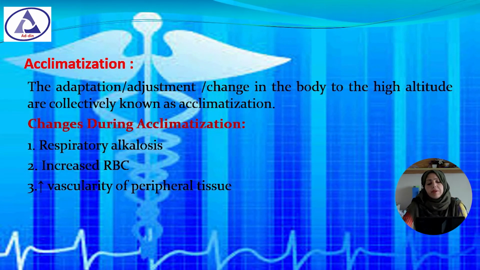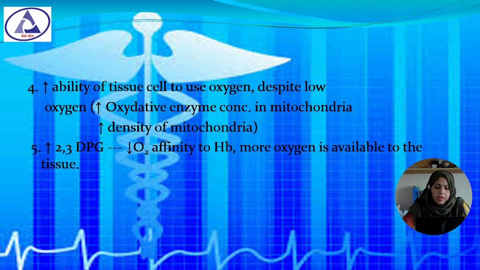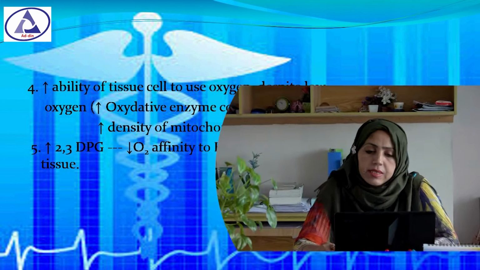And what do you mean by acclimatization? Acclimatization is the adjustment or adaptation of the body to high altitude. The changes that occur during acclimatization are respiratory alkalosis, increased RBC, increased vascularity of the peripheral tissue, increased ability of the tissue cell to use oxygen despite low oxygen, increased oxidative enzyme concentration in the mitochondria, and increased 2,3 DPG, so more oxygen is released to the tissue. So, this is all about the changes that occur in acclimatization.